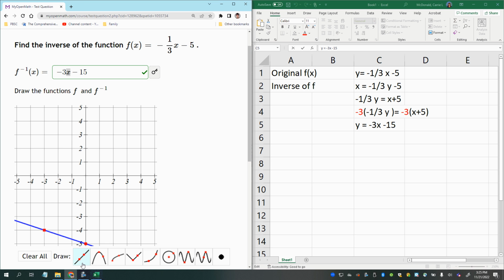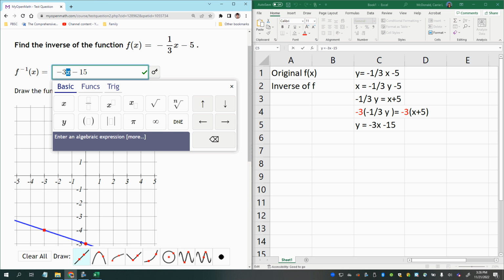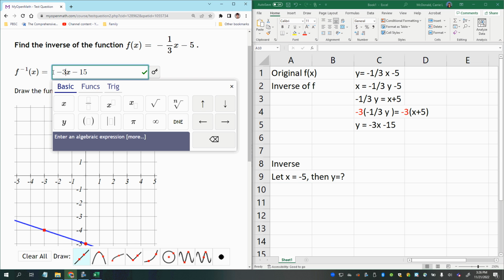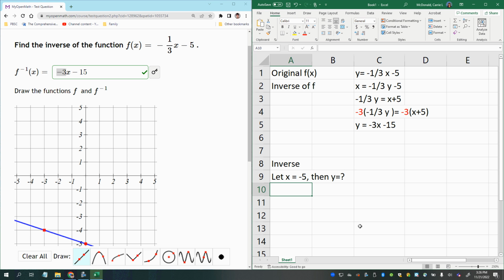Now I noticed that if I picked -5 as my x value to plug into this function, let's just do that down here. So for the inverse function, I'm going to let x equal -5, then what is y equal to? That's what we're trying to figure out because we want to find an ordered pair that we can graph, and then we can always just use the slope, which is -3, to get to a second point. So as long as we can find one point, we're good.